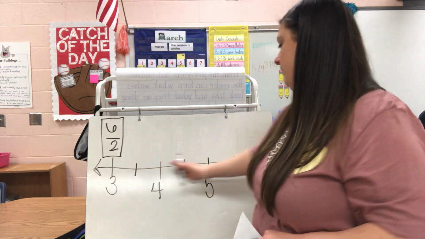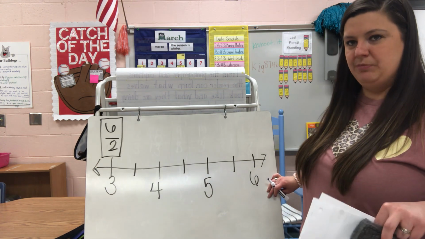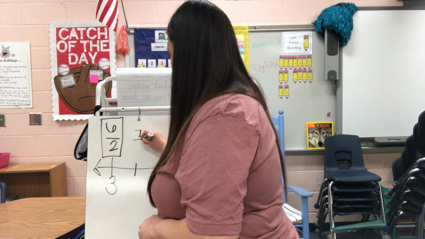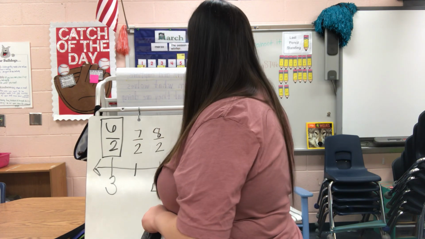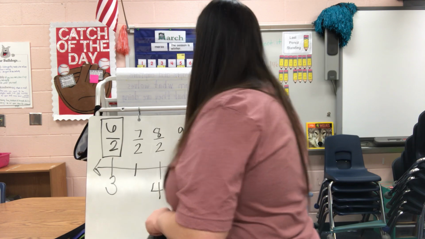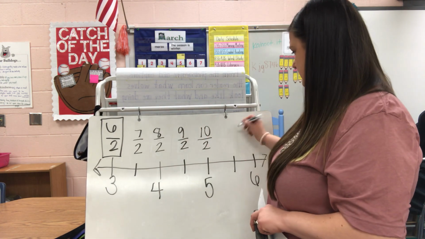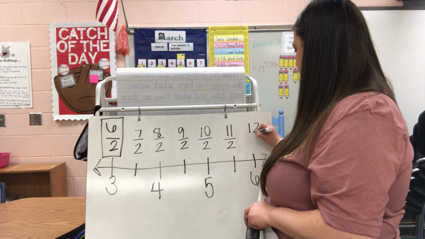Now I'm ready to label the rest of my number line in halves. I want you to do the same at home. Let's label our number line. 6 halves, 7 halves, 8 halves, 9 halves, 10 halves, 11 halves, and 12 halves.